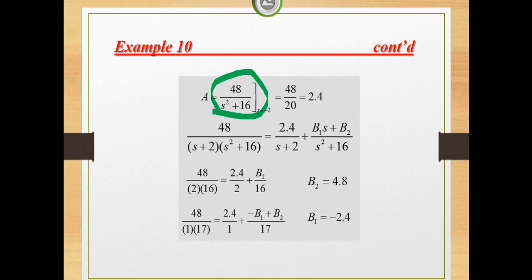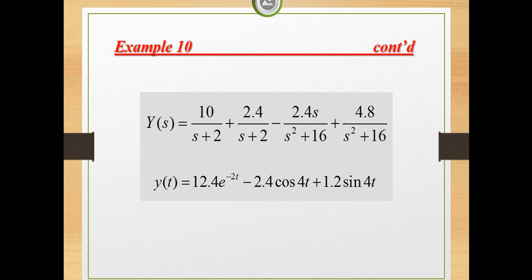If you have already B1 and B2, I will leave the procedure of how it's being determined. Then you can have this partial fractions evaluated. This one stands alone, while this one needs to be separated. So the s over s squared plus 16 will be inverted separately from this constant over s squared plus 16. So this is how it's going to look like: 10 over s plus 2, plus 2.4 over s plus 2, minus 2.4 s over s squared plus 16, plus 4.8 over s squared plus 16.